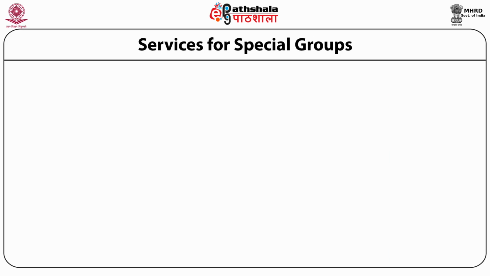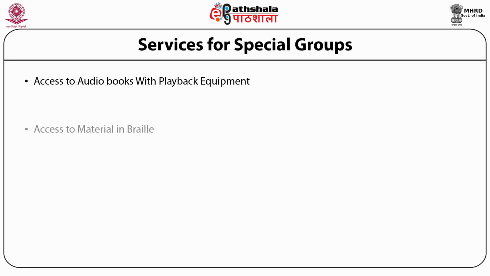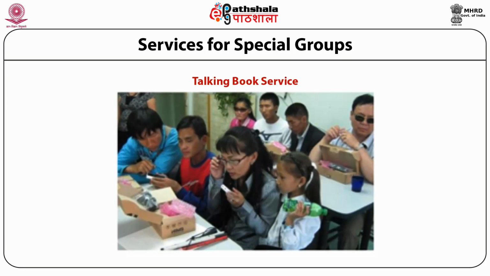Services for special groups. To serve special groups of people like visually handicapped persons, people in prison or hospital, or housebound people, etc., public libraries offer special services like access to audiobooks with playback equipment, access to materials in braille, and mobile services. Here you see a public library providing talking book service to visually impaired people.